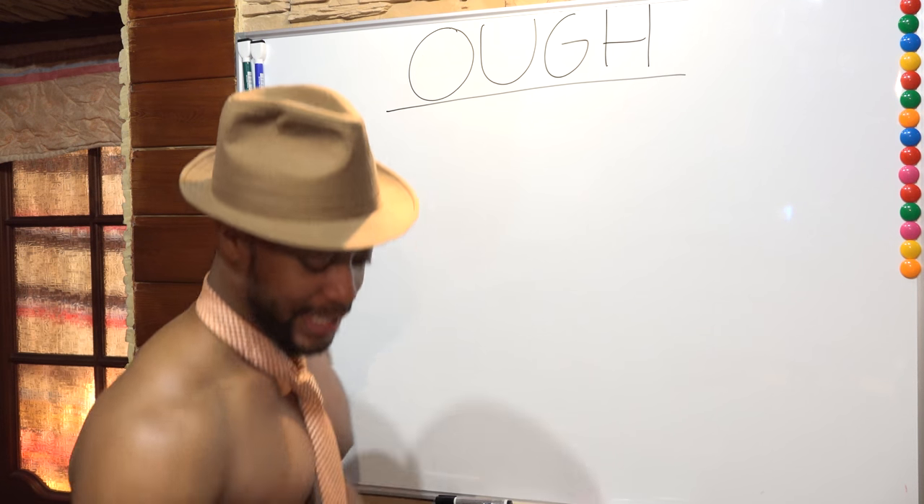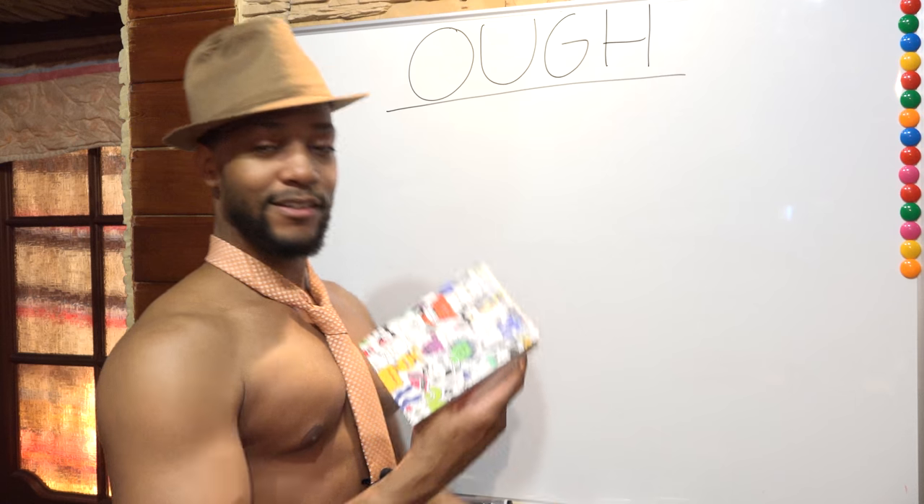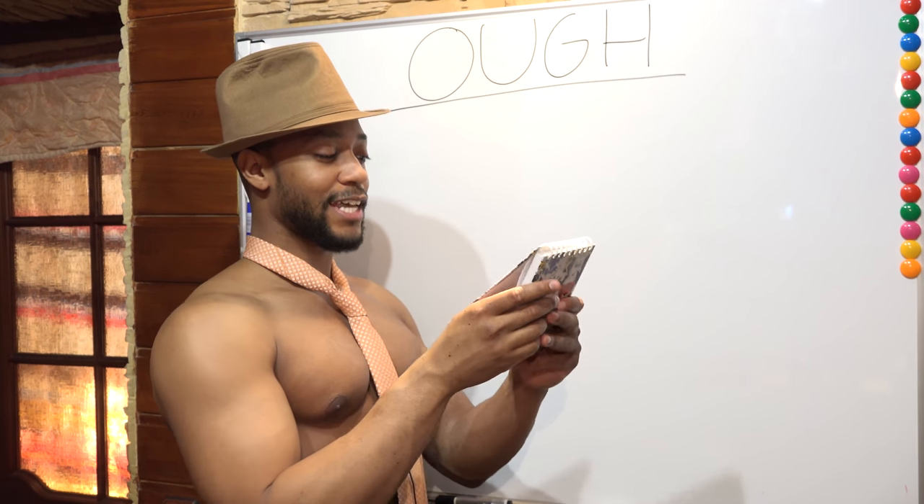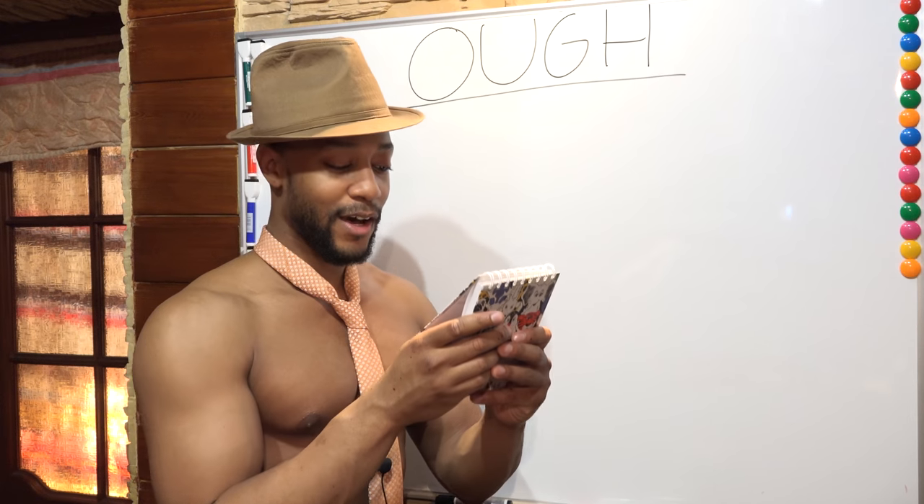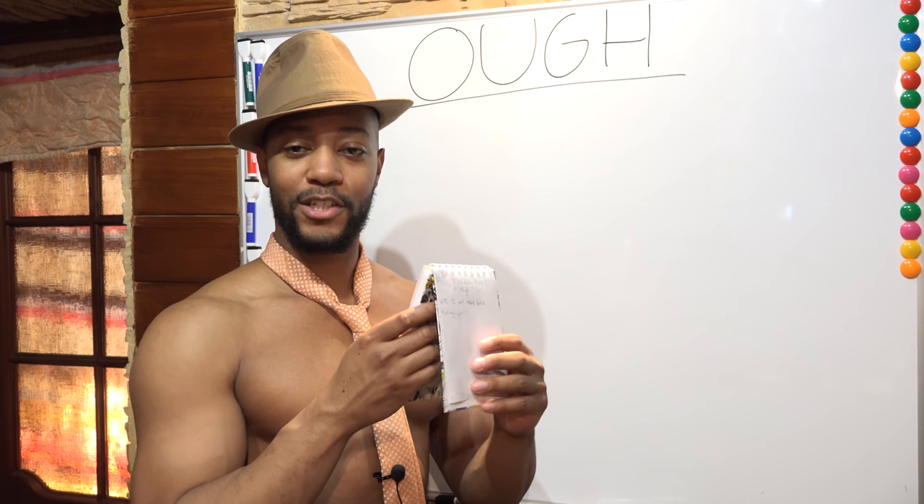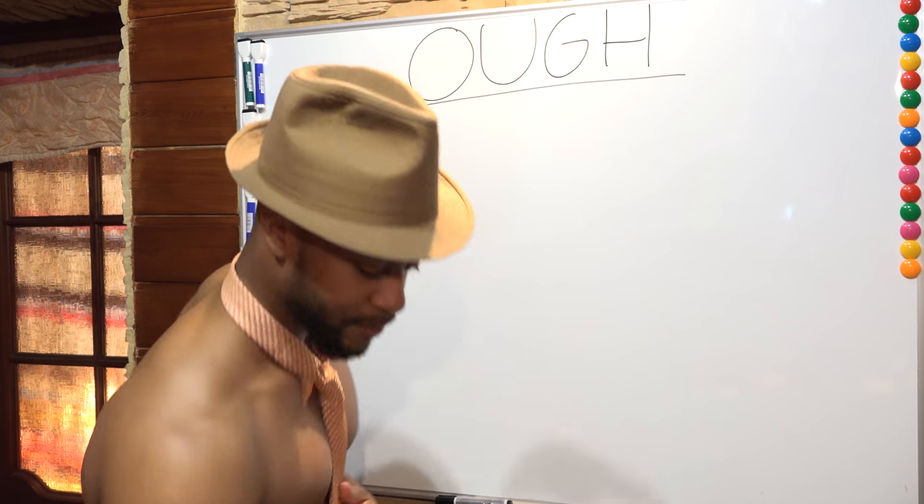I got my handy dandy little book right here. You know, it's kind of girly a little, but I like it. Screw you guys, I like it. It has a tiger, a porcupine, a giraffe, a goat, a panda, and a bird. It's really cool. All right, so let's get to it.